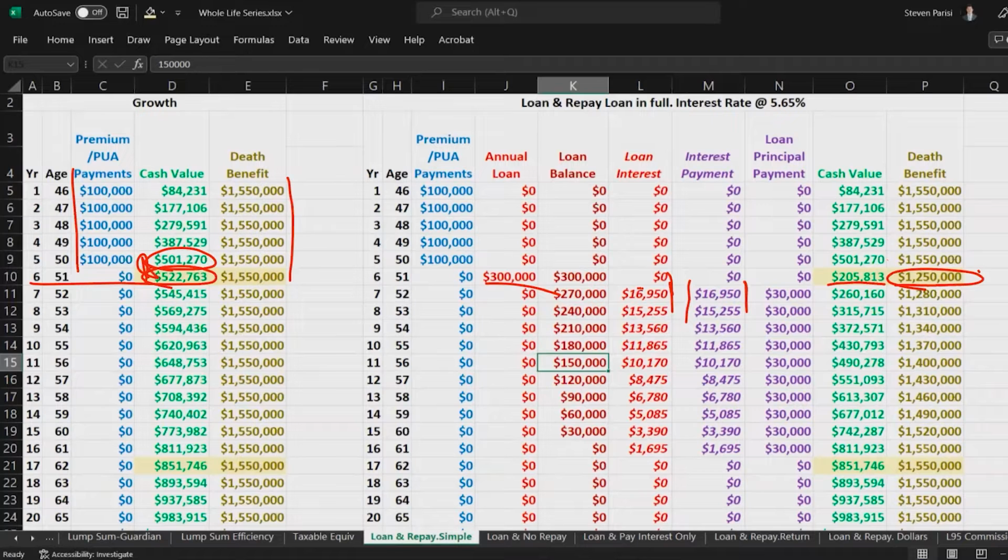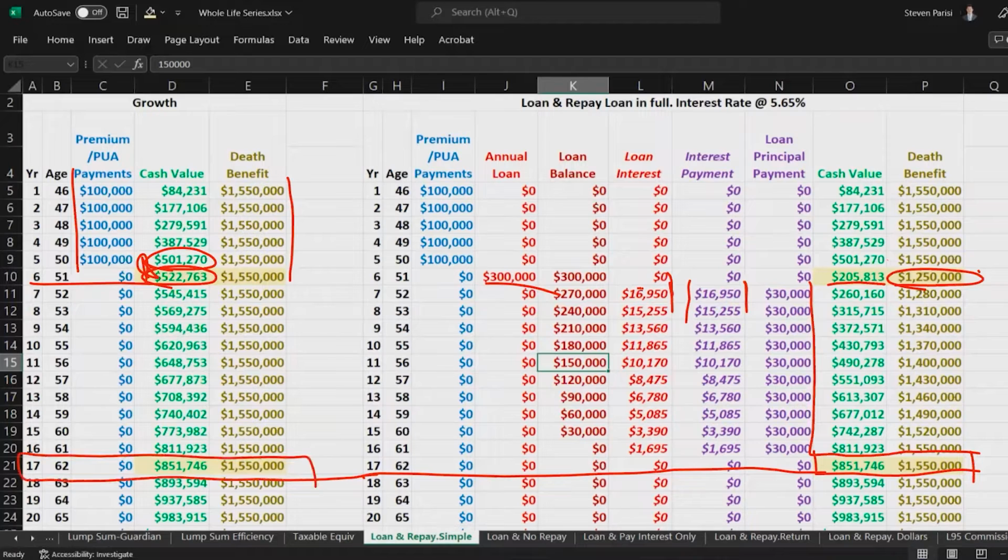And you can see that here because when we repay it, what do we notice? So in this example, this is at year 17, loans paid off in full. There's your cash value and death benefit. Cash value is $851,000. Death benefit is restored to the $1.55 million. How about over here? Cash value is $851,000. Death benefit $1.55 million.